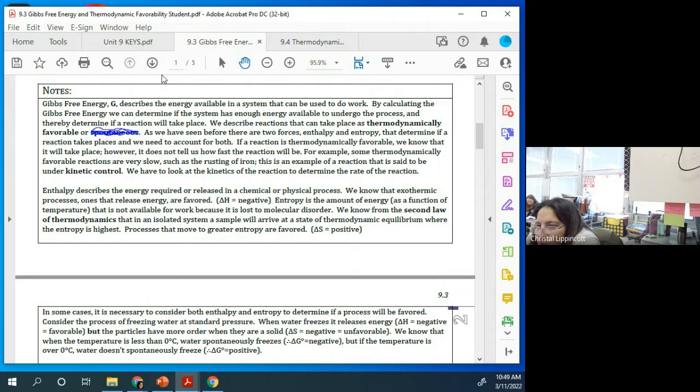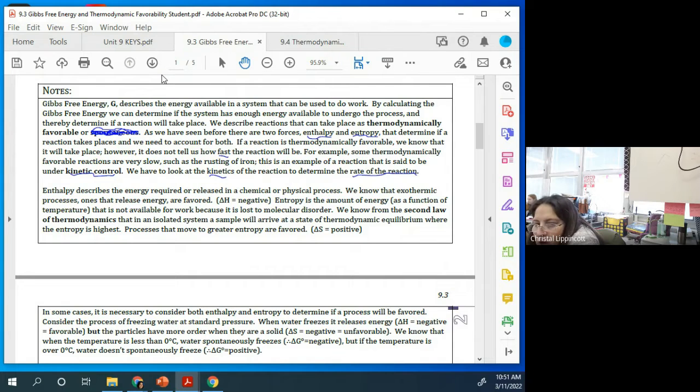That's sad. As we've seen before, there's two factors at work. We've got enthalpy, which is heat, and we have entropy, which is that measure of those microstates. What determines if the reaction will take place is we have to look at both of these factors. If a reaction is thermodynamically favorable, we know that it will take place. However, it does not tell us how fast that reaction will take. For example, some thermodynamically favorable reactions are very slow, like rust. This is an example of a reaction that is said to be under kinetic control. We have to look at the kinetics, which was unit 5, I believe. Yeah, it was. to determine the rate of that reaction. So we did unit 5, we talked about rates of reactions. Remember the first order, second order reactions?